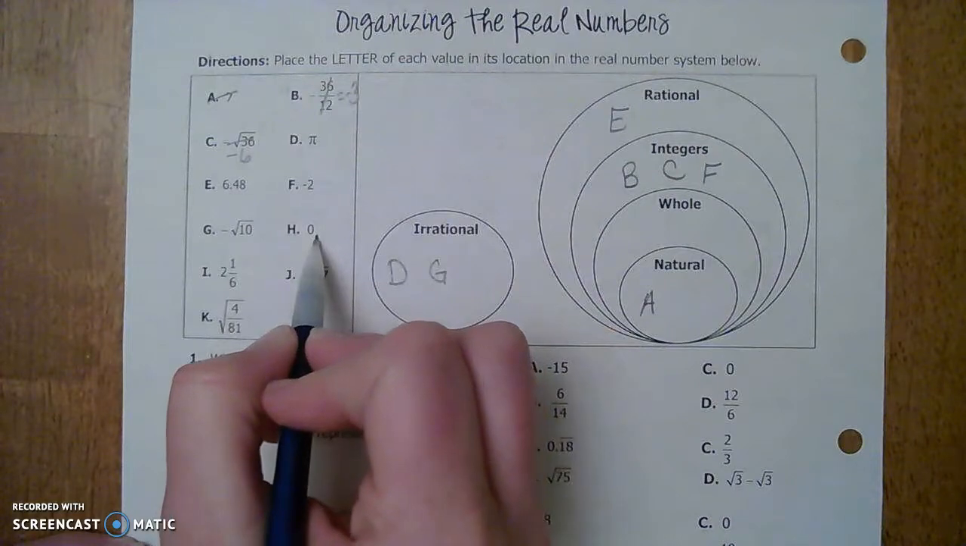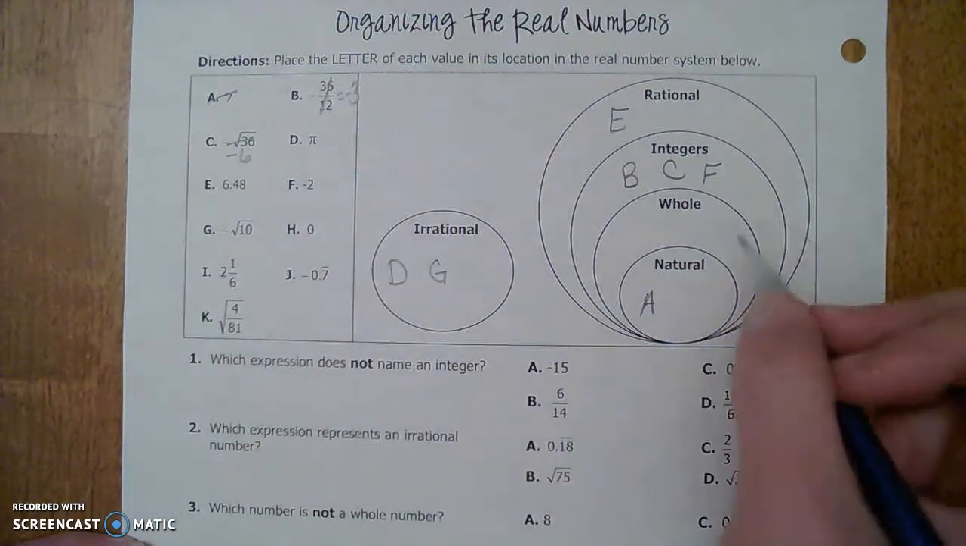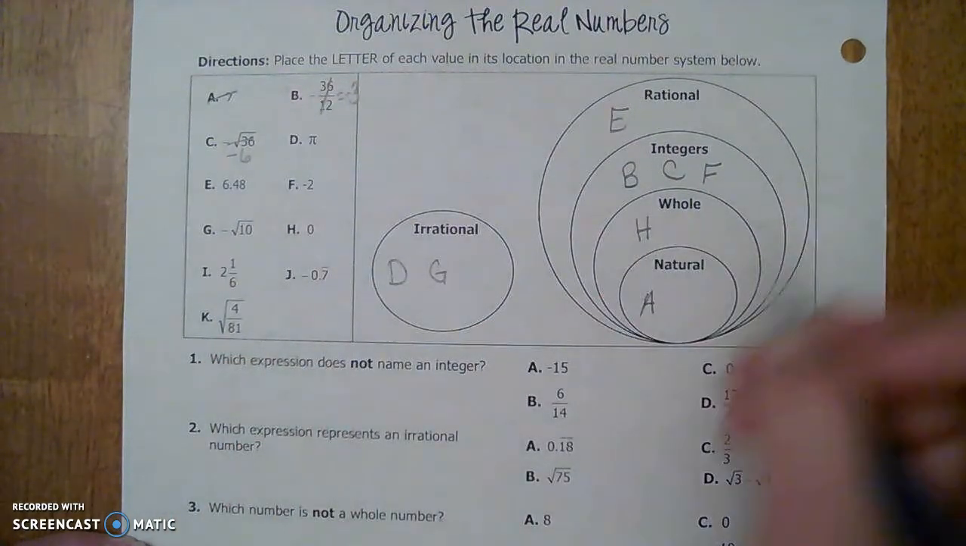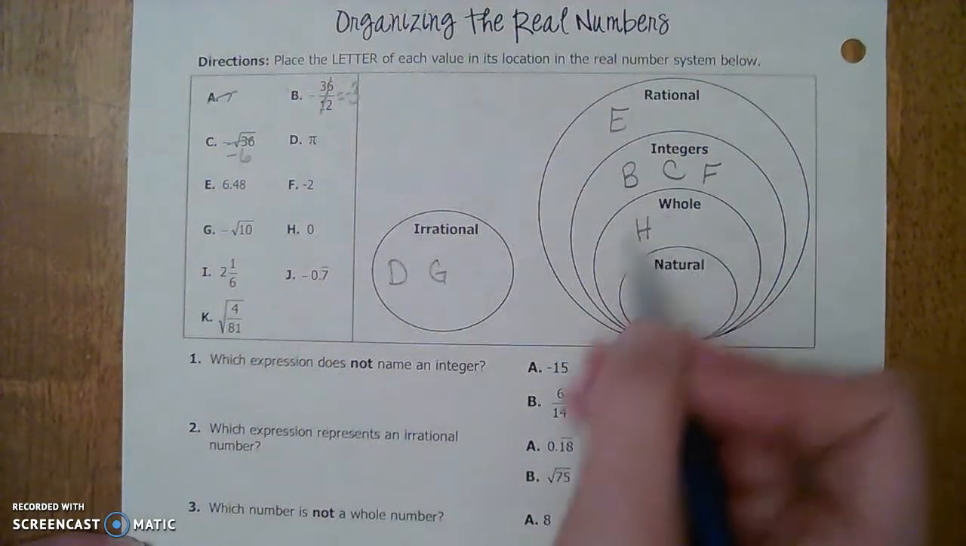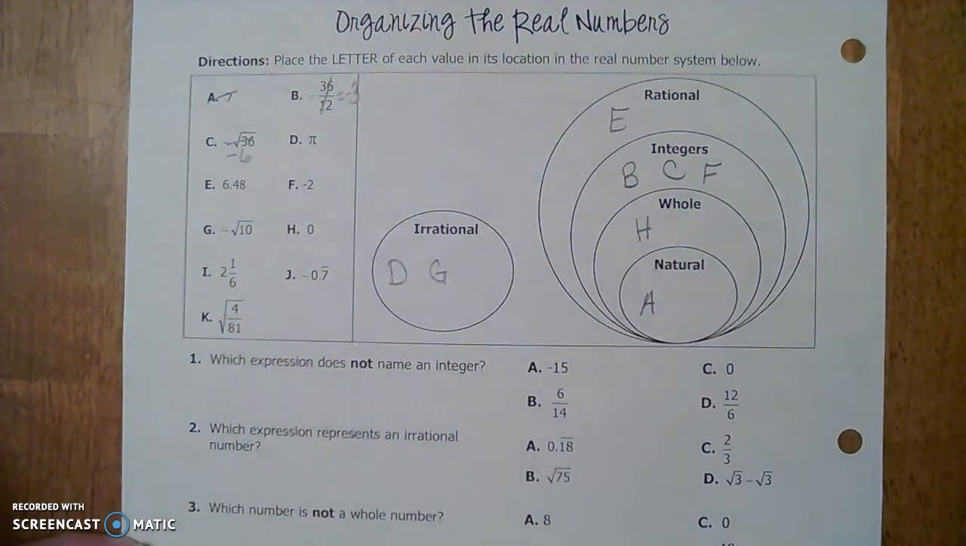H is 0. Again, 0 is the only number that is a whole number, but not a natural number. So the only time you'll have something in the whole number circle is if you have 0.